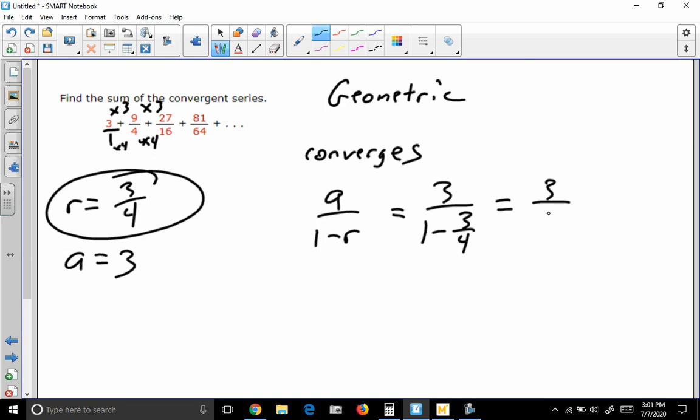1 minus 3/4 is 1/4. If we're dividing by 1/4, we're really multiplying by 4. So that converges, adds up to 12. If we add more and more and more terms to that, that approaches 12.